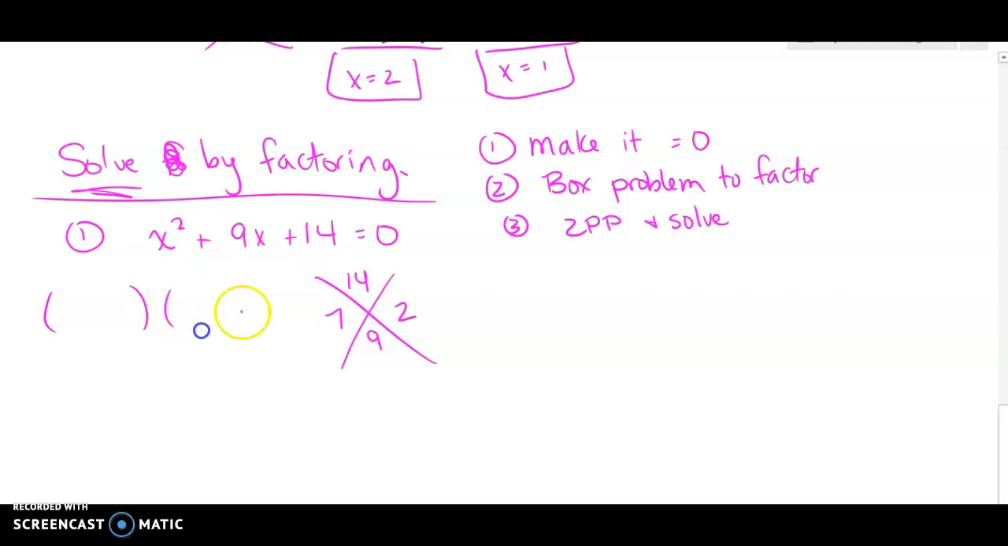So you make your two sets of parentheses. X will be in the front of both. Positive 7 is plus 7. Positive 2 is plus 2. And then the last step is we've got to set things equal to 0 and solve.